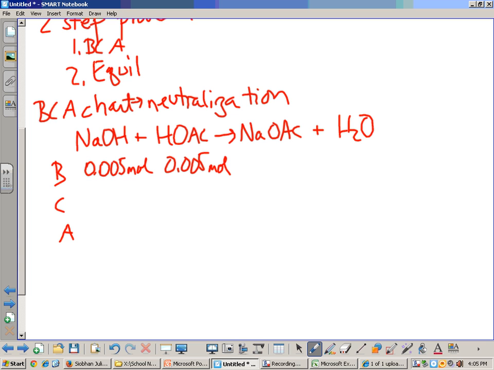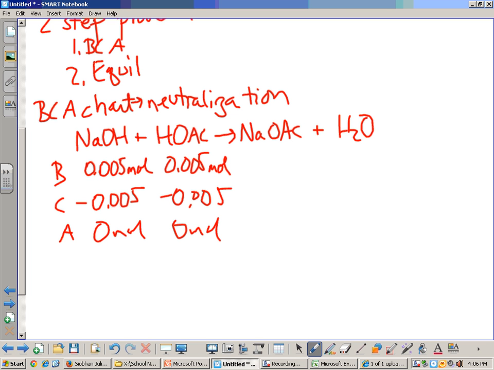Now the reason I'm going through the BCA chart, and while it's not totally necessary for you when you're solving these problems, is just to make you aware of what's going on in your solution. Because you have the same number of moles of each, you take the smaller one and make it go to 0. So I'm going to subtract 0.005 from both of these. That's going to leave me with 0 moles of sodium hydroxide and 0 moles of the acetic acid.